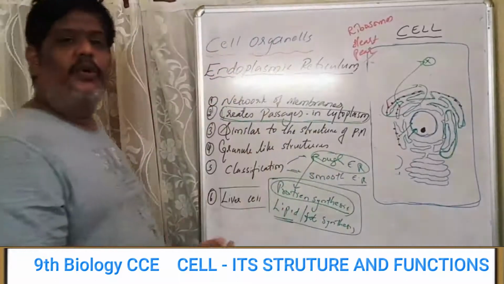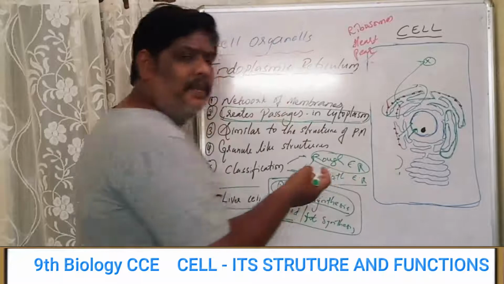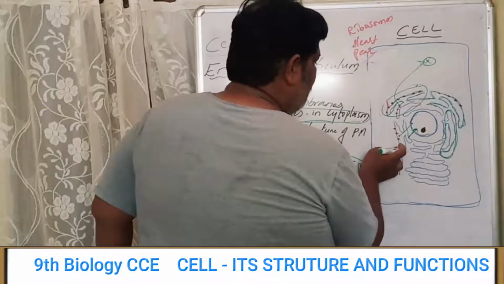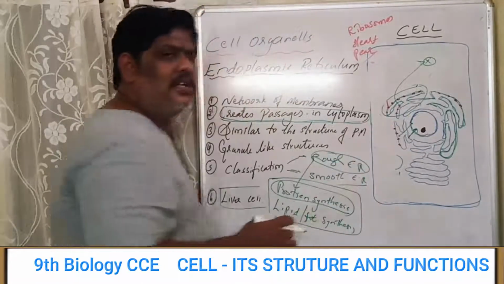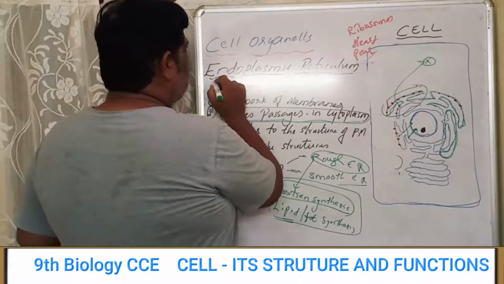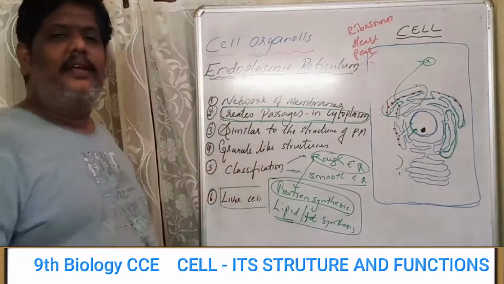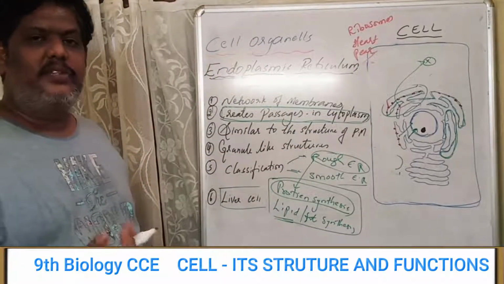They also transport the materials from the nucleus to the other parts of the cell, or from the endoplasmic reticulum to the nucleus. So they keep on transporting. That is the work of the endoplasmic reticulum. That is the reason why they also created the passages, so that they can easily transport materials from one place to the other place.